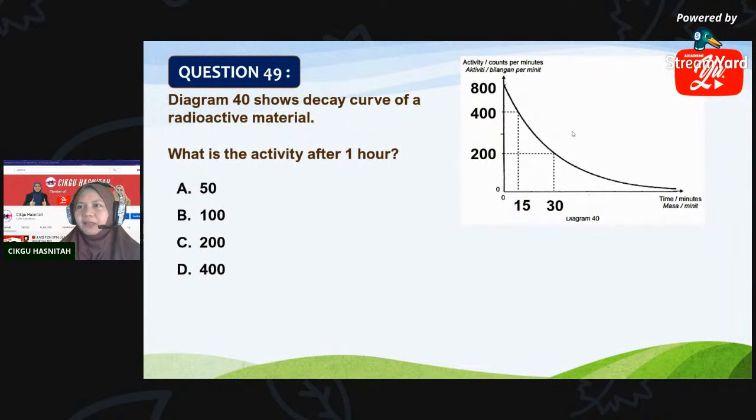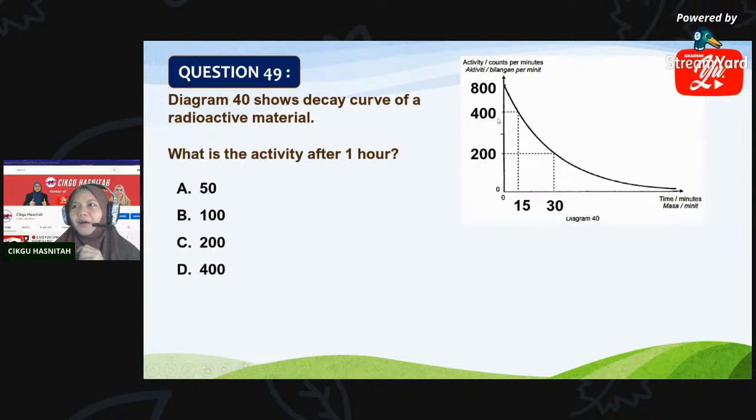So what is the activity after 1 hour? I give you a clue for this kind of question. You find the half-life first. What is the half-life of this sample? Chi Aying says A. Can you tell me what is the half-life of this radioactive material?